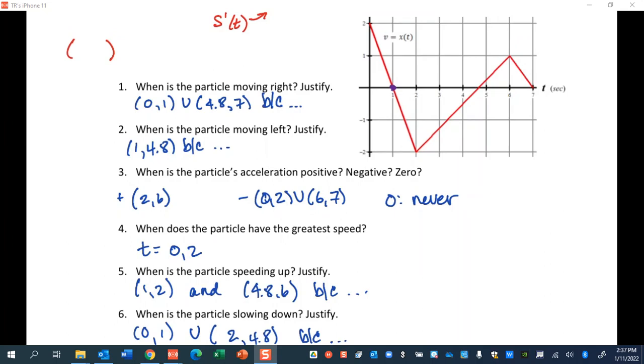All right, so let's talk about this. When is the particle moving right? So it's moving right in a positive direction when my velocity is positive. So it's moving right from here to here because my velocity is positive. It's moving right from here to here because my velocity is positive.